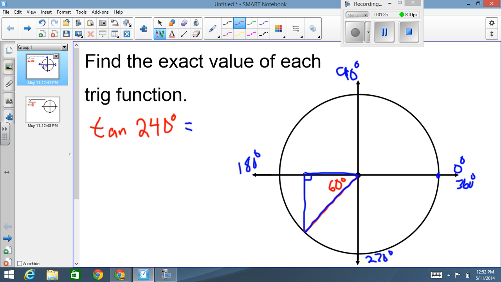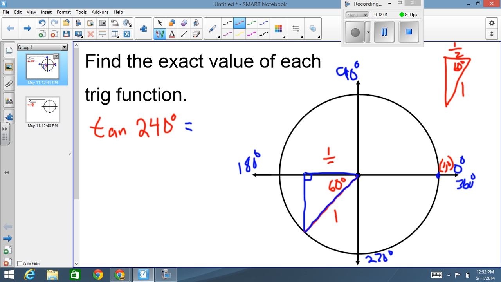Now, if you go back to last week and you think about the 30, 60, 90s that we worked with, we always know when we're on the unit circle, which in this case we are, that any radius is a length of 1, because any radius in a circle is the same length. And I know that this point over here is the point (1, 0) on the unit circle. When my hypotenuse is 1, to find my shortest side, which is across from the 30-degree angle, I take my hypotenuse and I cut it in half.